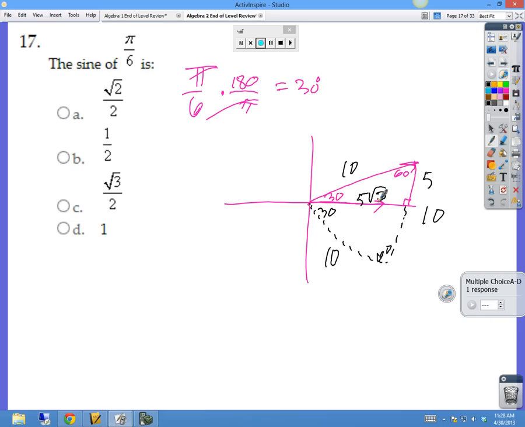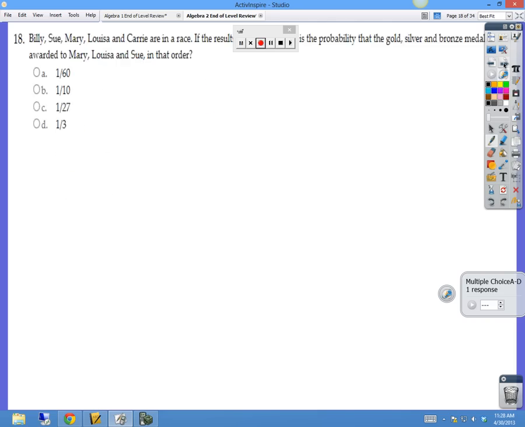So now they want sine. Sine is opposite over hypotenuse. So the opposite from the 30 is 5. Hypotenuse is 10. 5 over 10 is the same as 1/2. It's always going to clean up and give you 1/2. Look at 18.